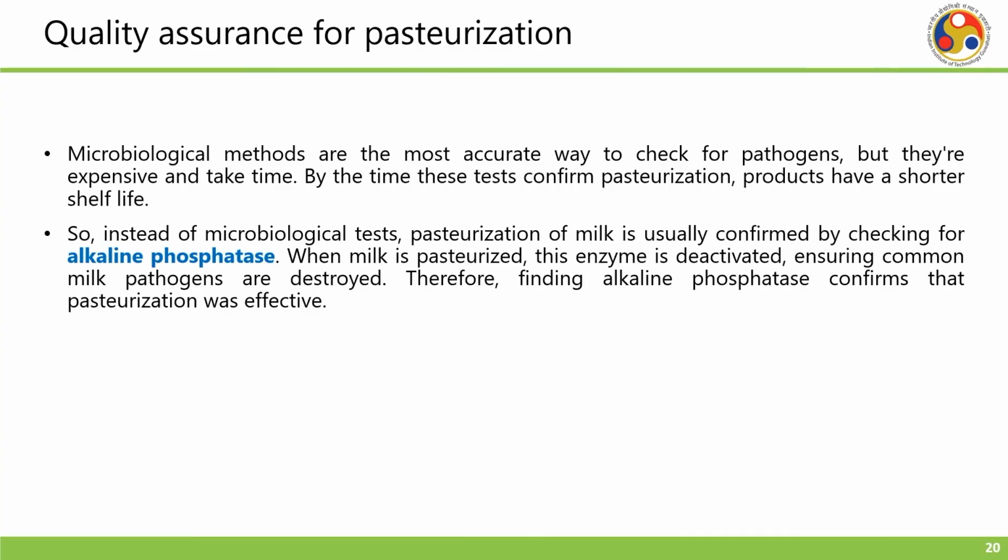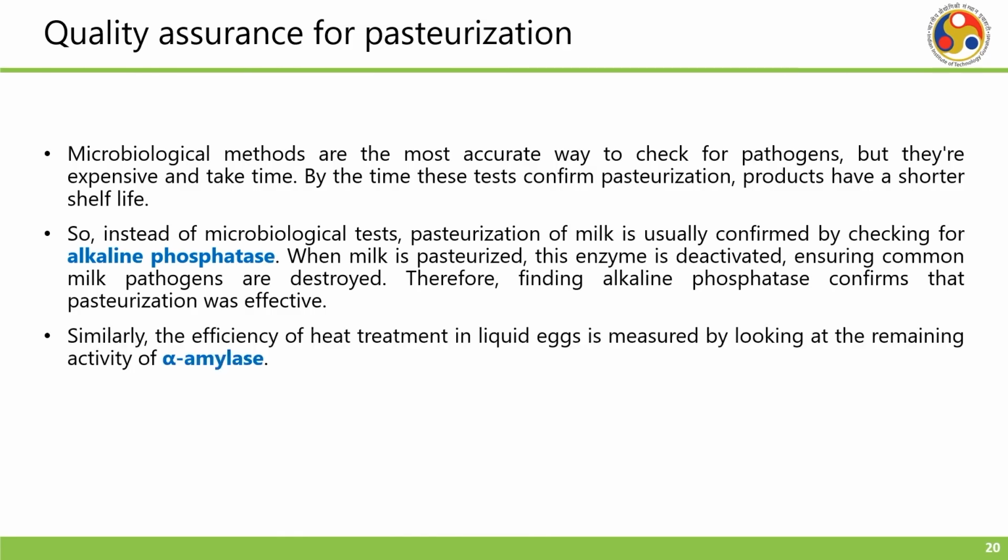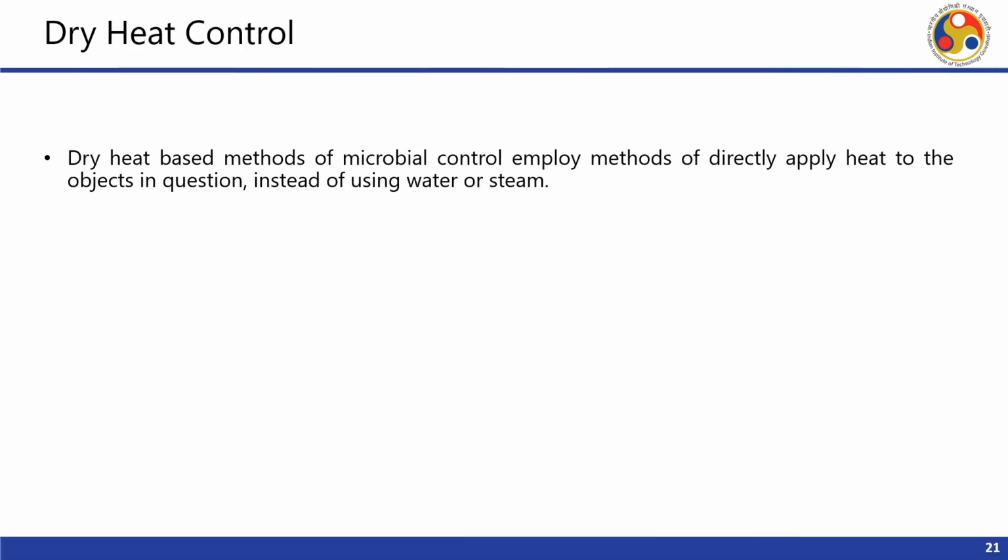So, instead of microbiological tests, pasteurization of milk is usually confirmed by checking for alkaline phosphatase. When milk is pasteurized, this enzyme is deactivated, ensuring common milk pathogens are destroyed in the process. Therefore, finding alkaline phosphatase confirms that pasteurization was not effective. Similarly, the efficiency of heat treatment in liquid eggs is measured by looking at the remaining activity of alpha amylase.